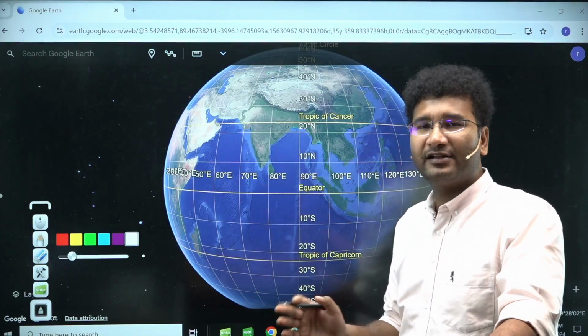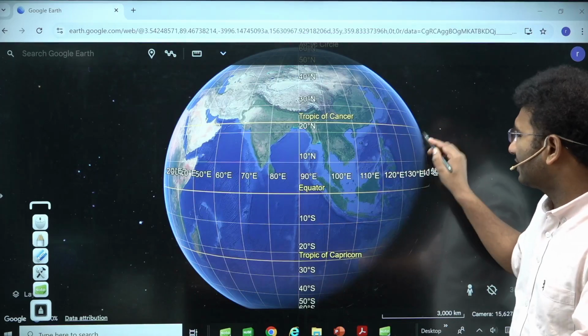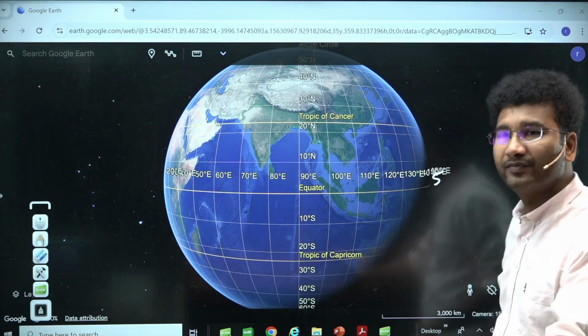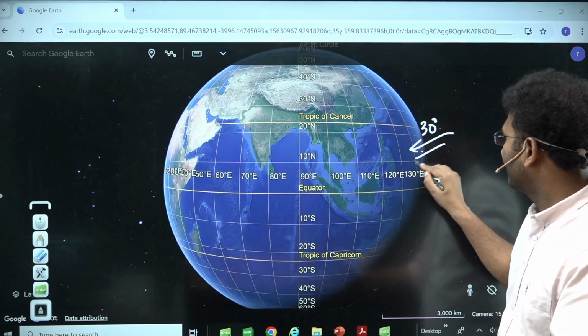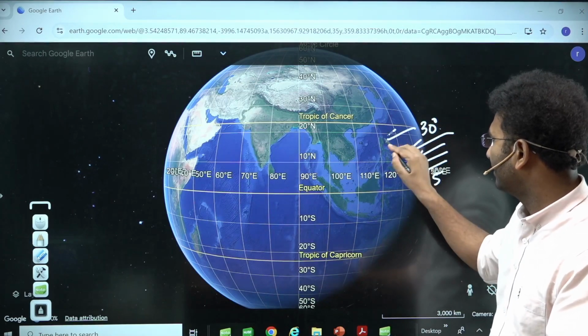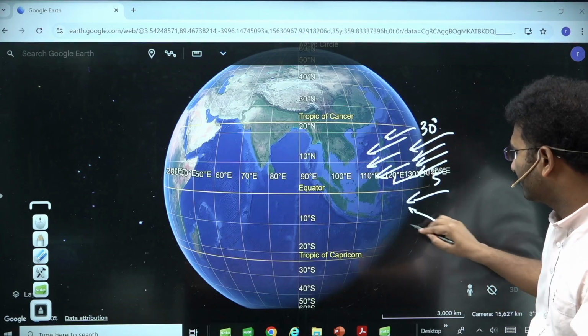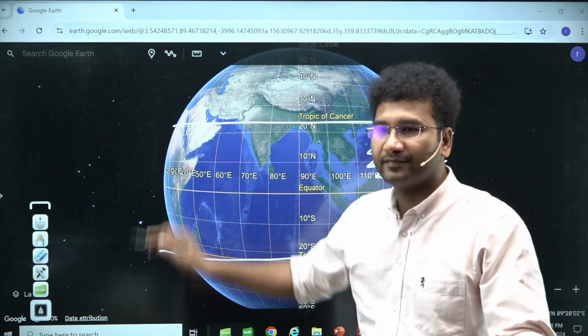But let me quickly remind you, where do you find easterlies? See here, these easterlies are present between 5 degrees north to almost 30 degrees north. This is the place where easterlies are present. All the winds are coming from the east in both hemispheres. These are your easterlies, this is your easterlies belt.